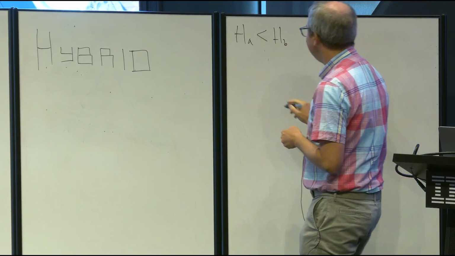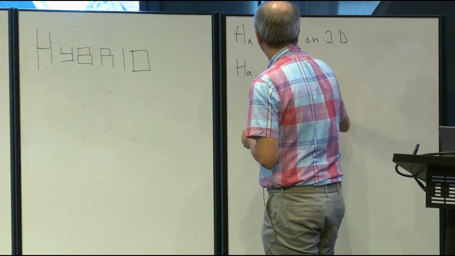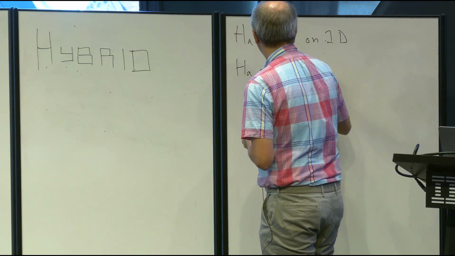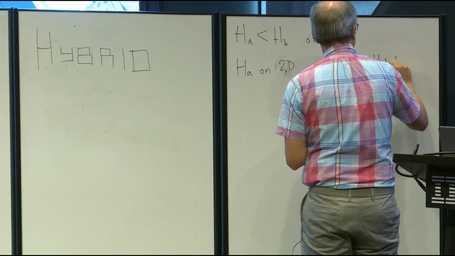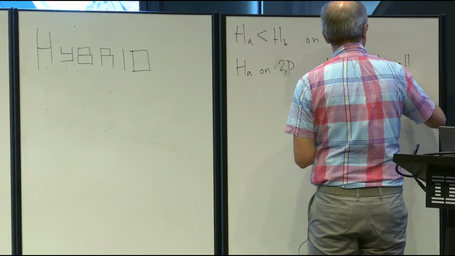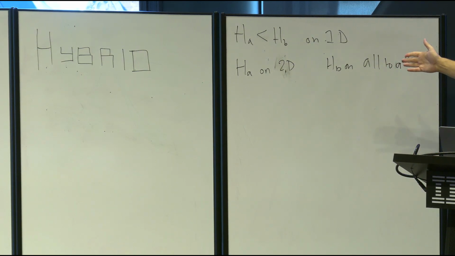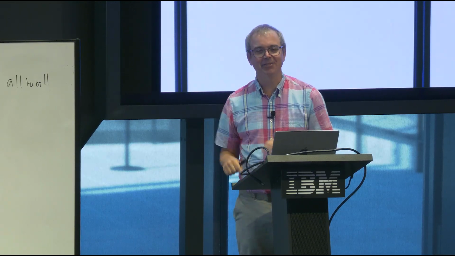All right. So now, if HA is on the 2D grid, and HB is on the all-to-all grid, is it possible for HB to simulate HA? Discuss. We're going to have like 10 discussions, so discuss quickly.